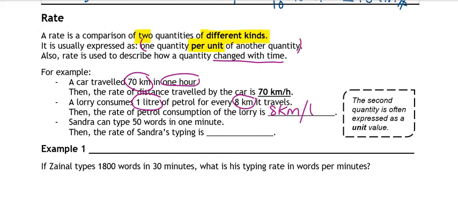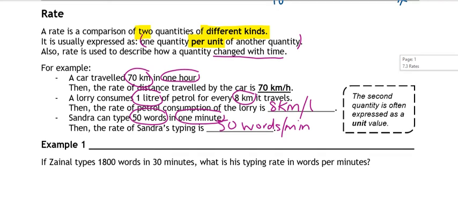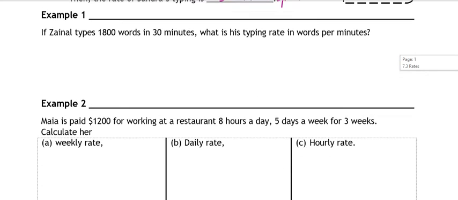And next one, Sandra can type 50 words in 1 minute. Can you guess now what the rate for this one is? So the rate for Sandra's typing is 50 words per minute. There you have it. So the side note over here, I already explained just about the same. The second quantity is often expressed as a unit value, right? So let's move on to example number 1.